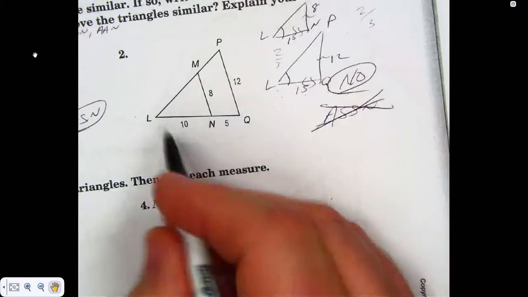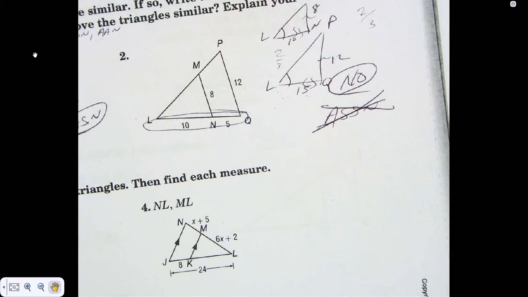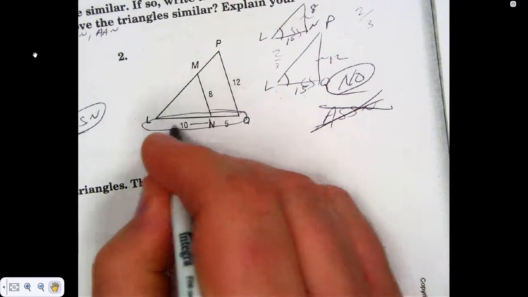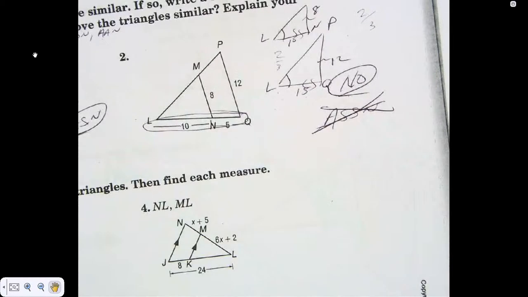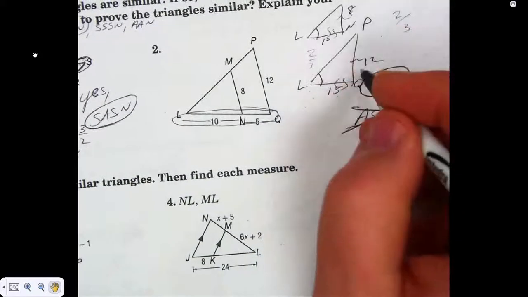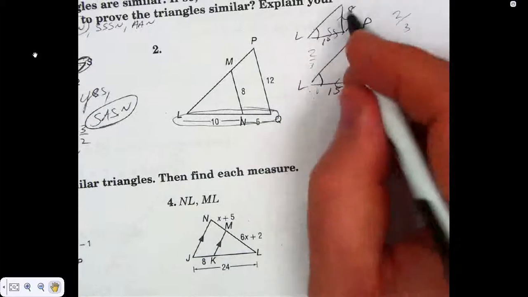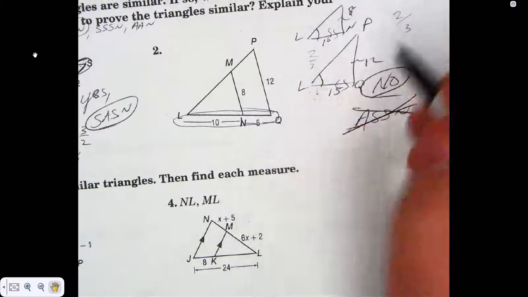I got the 15 because, see, from here to here, the whole thing's 15, because that's 10 plus 5. What they're saying here is from there to there is 10, and from here to here is 5. So the whole thing's 15. Well, where's your proportion? Did you do one? I just looked at them. 8 over 12 is 2 over 3. 10 over 15 reduces to 2 over 3.